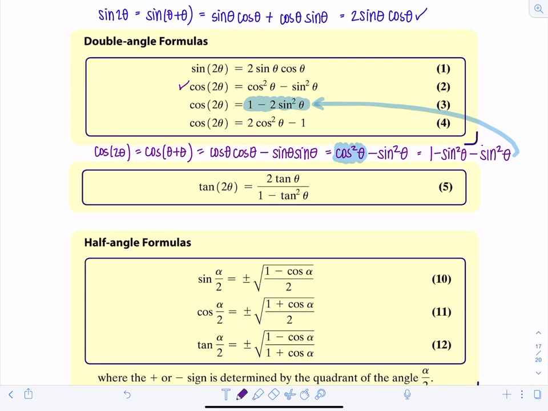What I recommend if you're memorizing these, for sure memorize the sine double angle, because there's only one version. And then for cosine 2 theta, as long as you know cosine squared theta minus sine squared theta, you can derive the other 2 if you need them.